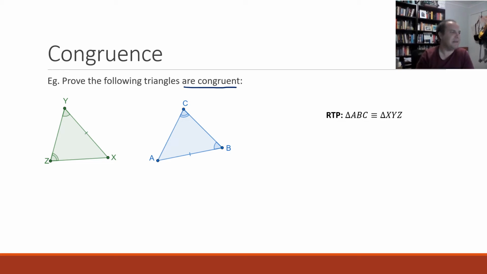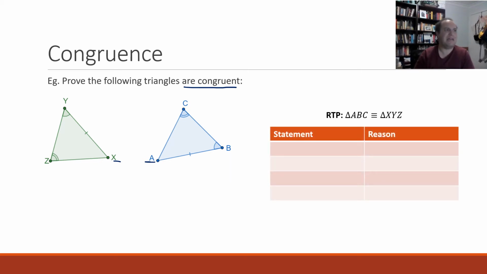Looking at our diagram, A and X both have no markings on their angles, so they correspond. B and Y have one line around their angles, so they correspond, and C and Z have two lines around their angles, so they correspond. We've written our statement correctly. Now let's set up our table where we write our statements and then provide our reasons.